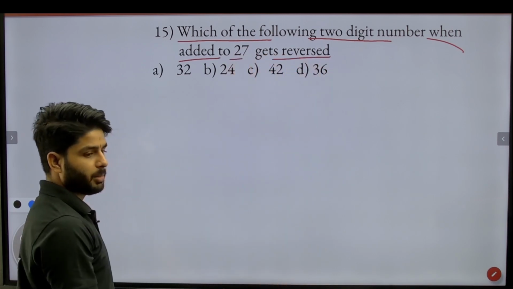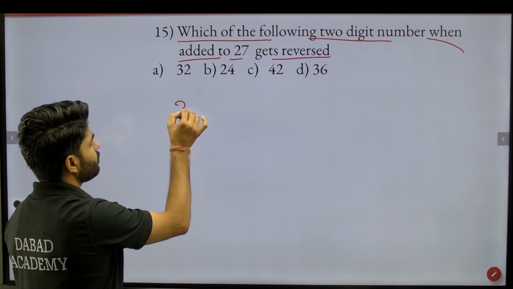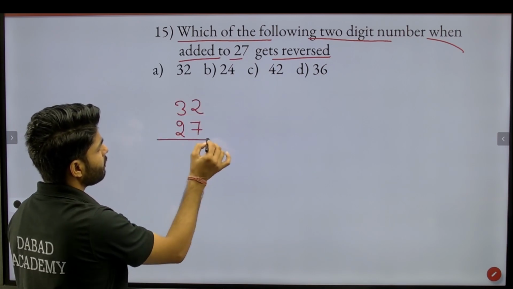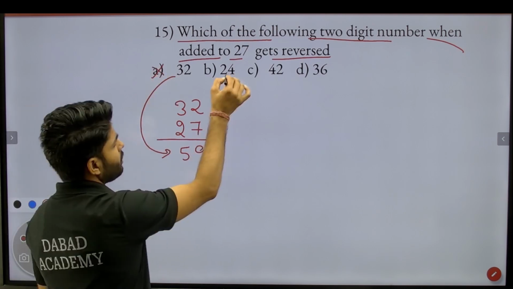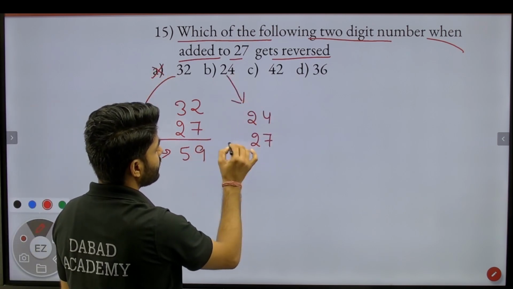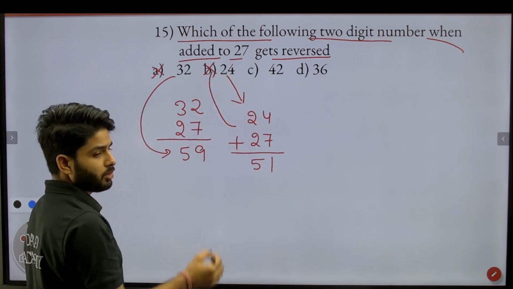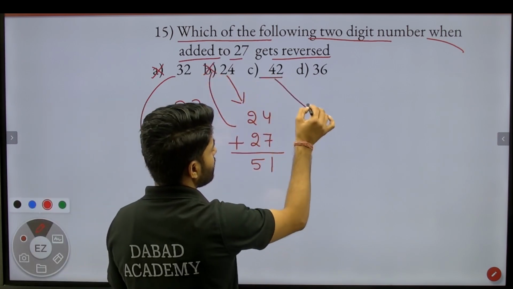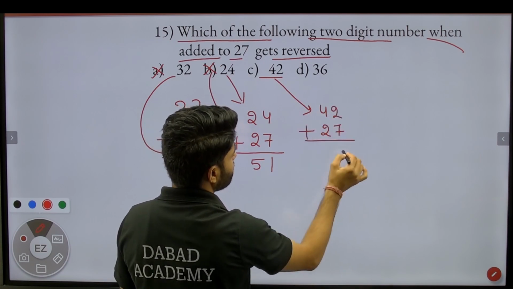Which of these numbers, if we add it to 27, will become reversed? So let us take 32: if we add 27 to 32, that will be 59. That is not the reverse of 32. So the first answer is wrong. The second option is 24: if we add 27, that is 51. That is not the reverse of 24. So this option is also wrong. Now we have option C, that is 42. When we add 27 to 42, that is 69.